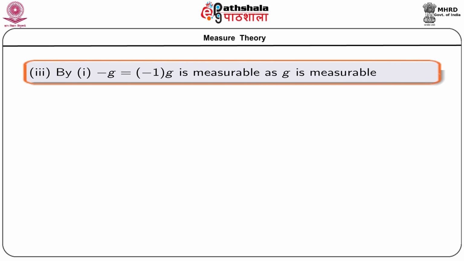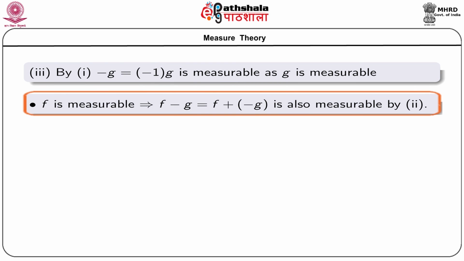Now, we will prove that for a function g, minus g is also measurable. This is quite clear, and it follows from assertion 1, because we can write the function minus g as minus 1 into g. So, since g is measurable, its scalar multiple minus 1 into g is also measurable.